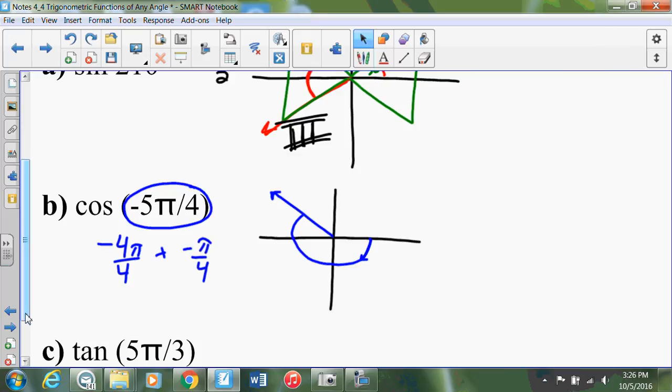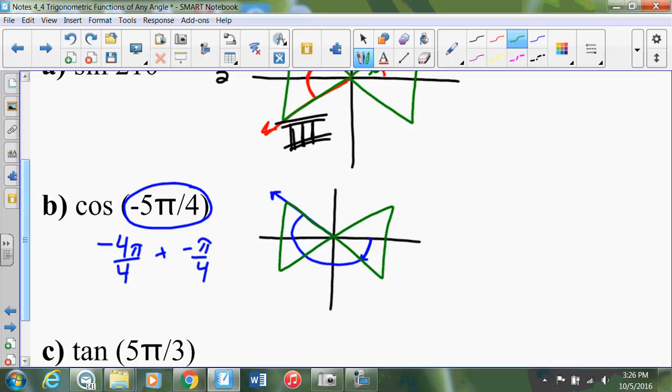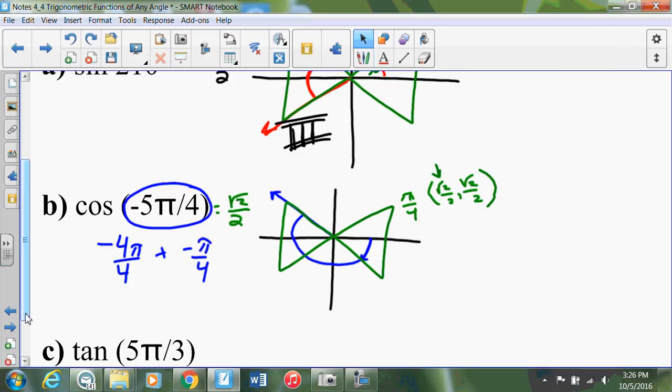If I wanted to use a reference angle for this, I would think about all the bow ties and everybody that's in the bow tie, and I would think, π/4, that is my reference angle. All I have to do to find cosine is match up with my x value. So my answer will be √2/2, and I will double check, because really my angle is in the second quadrant, and in the second quadrant, cosine is negative, so my answer is -√2/2.